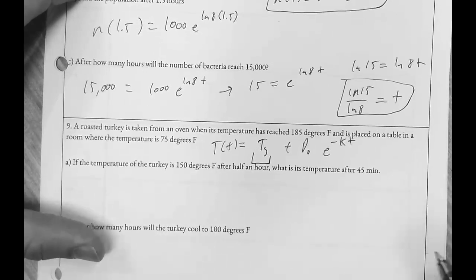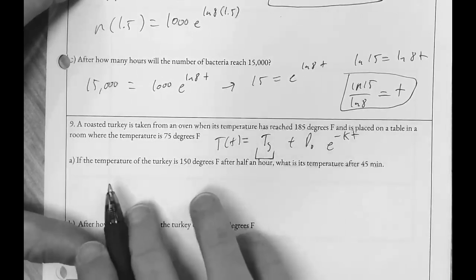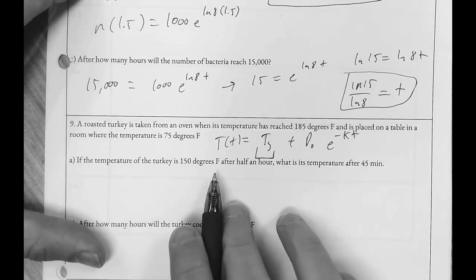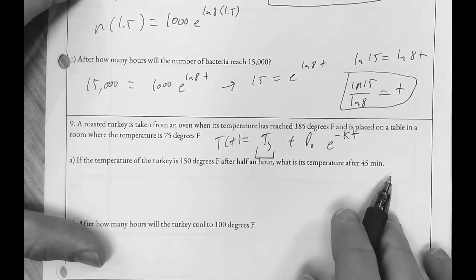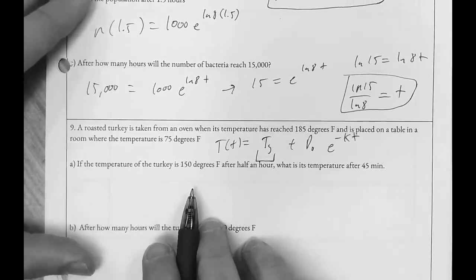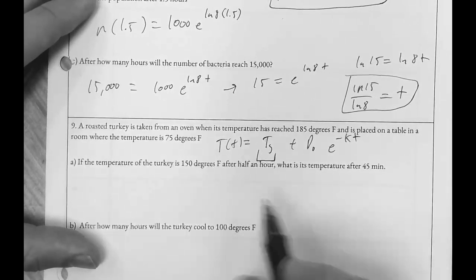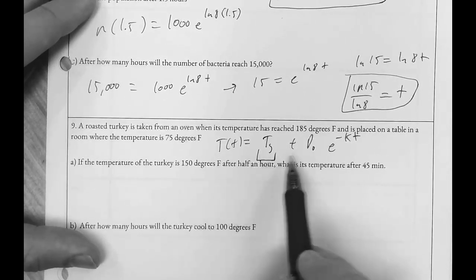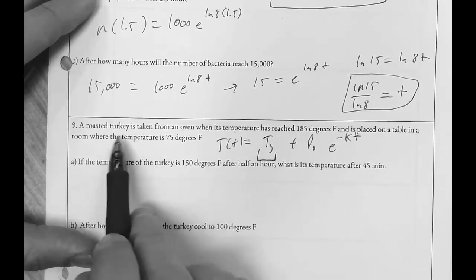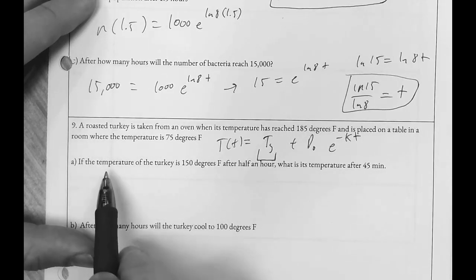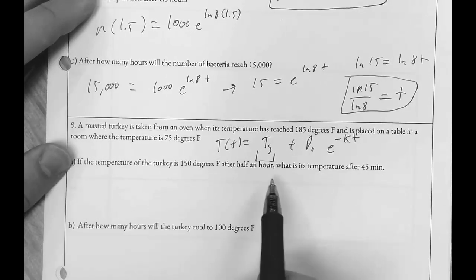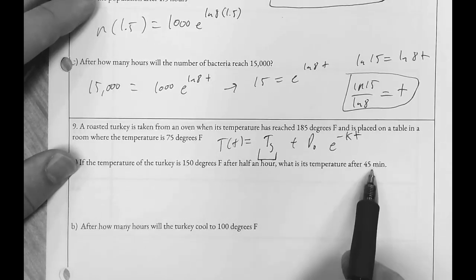Okay, so let's do a practice problem. If the temperature of the turkey is 150 degrees after half an hour, what is the temperature after 45 minutes? So let's write it out. We know that after half an hour, so that's 30 minutes. Let's write it in minutes, because that's in minutes.